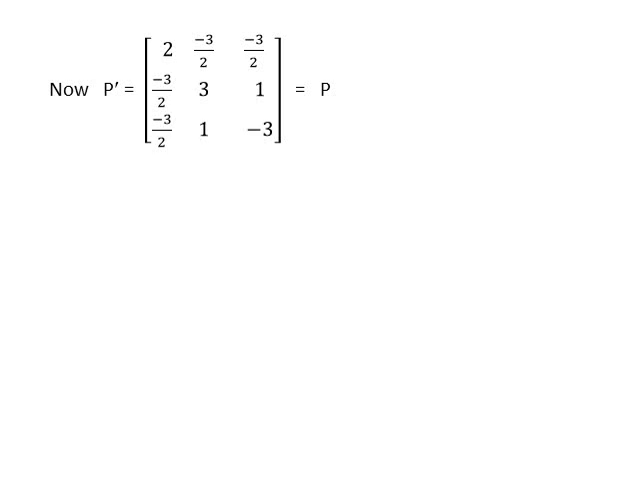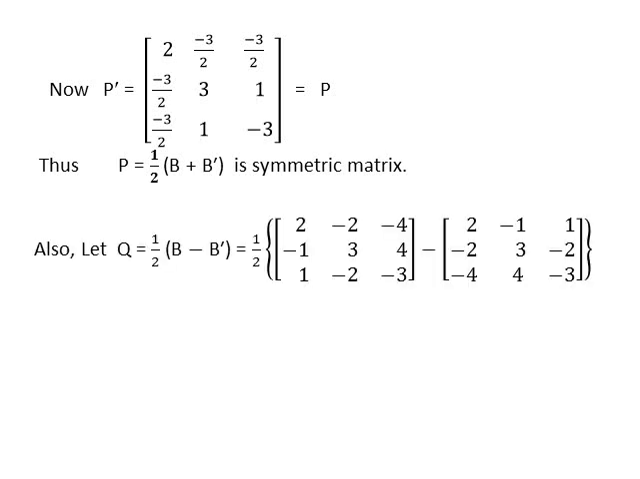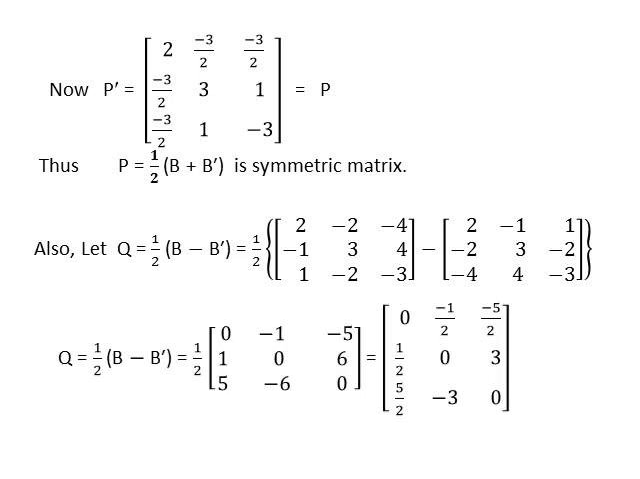Now take the transpose of matrix P. As you can see, P transpose equals P. Therefore, P is a symmetric matrix. Now let Q equal half of B minus B transpose. Write the matrices in place of B and B transpose. In the next step, subtract the elements of B transpose from the corresponding elements of matrix B. We get a new matrix of order 3 by 3 as shown. Now multiplying this matrix by scalar 1 by 2, we get matrix Q of order 3 by 3 as shown.